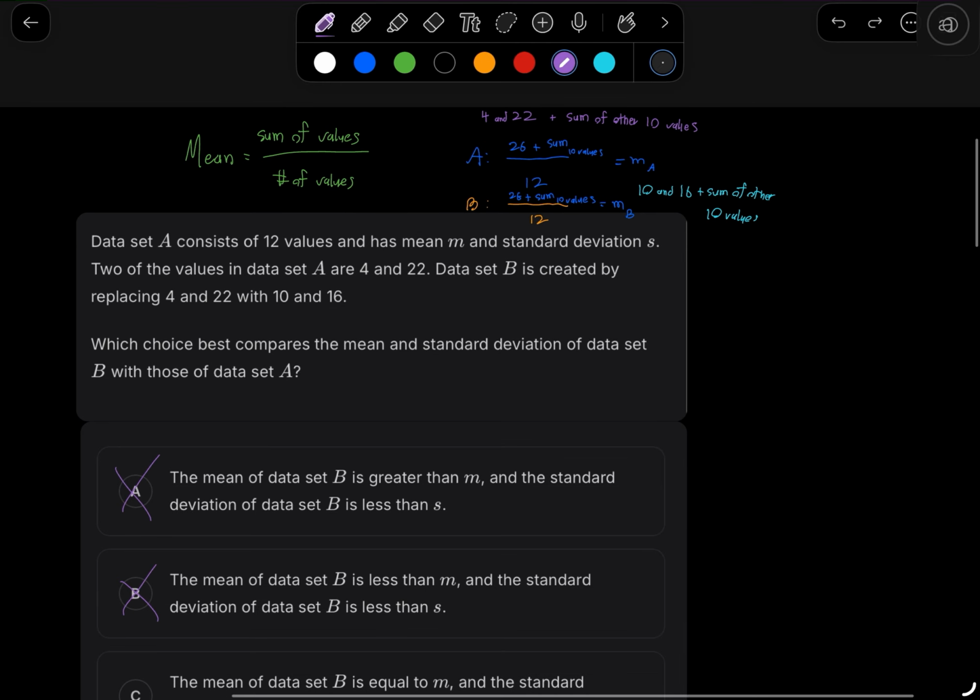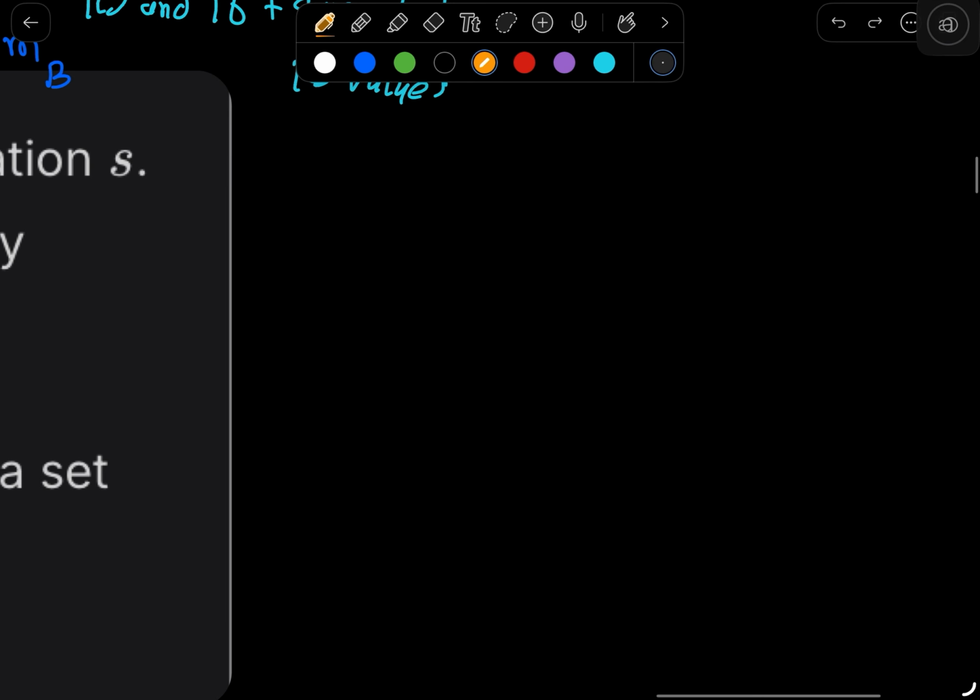Okay, so now that we know the mean is the same exact value, let's find the standard deviation. Just as a reminder, standard deviation is a measure of how much a data set varies in general. You should know that a greater standard deviation has more variance, and a lesser standard deviation has less variance.